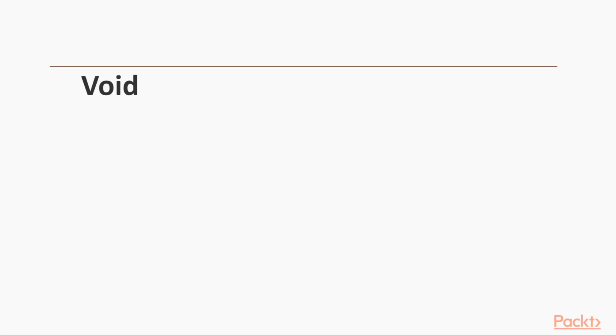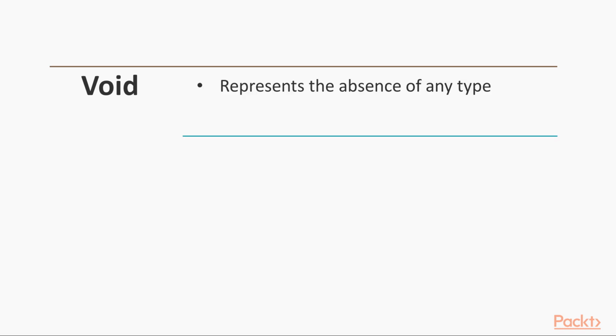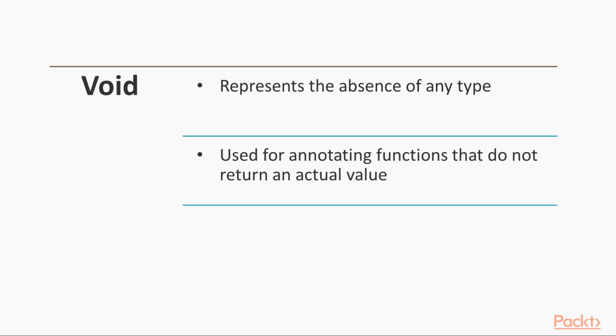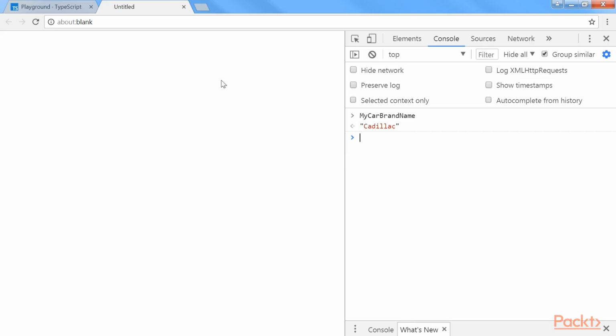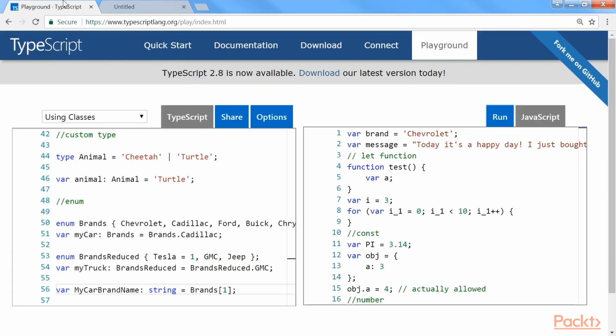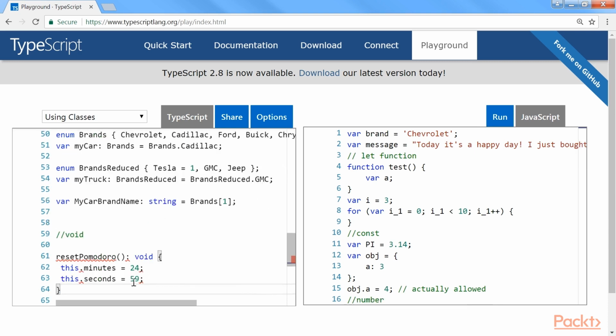We have more crucial data types, that is void. The void type definitely represents the absence of any type, and its use is constrained to annotating functions that do not return an actual value. Therefore, there is no return type either. We already had the chance to see this with an actual example in the previous section. For instance, have a look at this piece of code. Here, the keyword void represents the absence of any type.